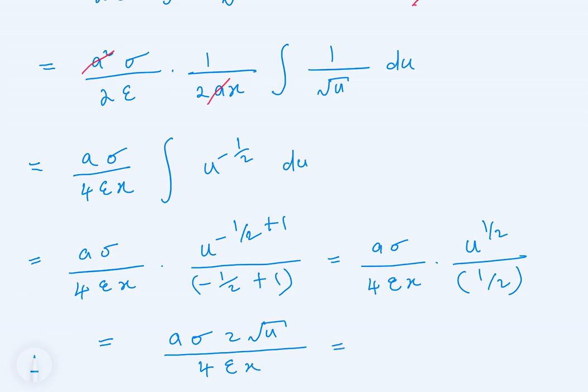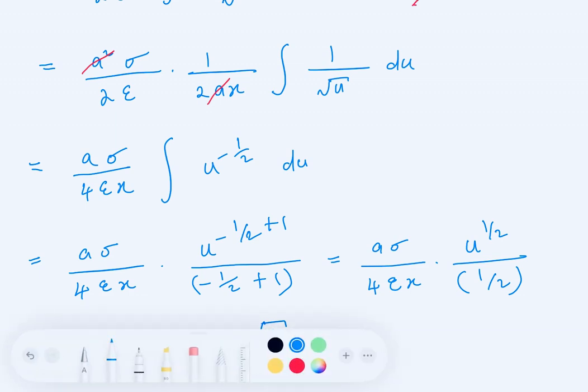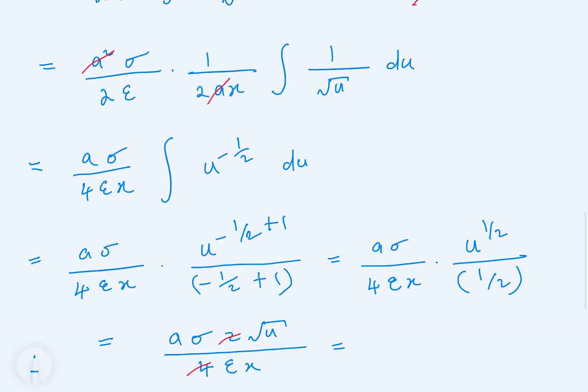And then now what we're going to have is the following. Okay, the 4 and the 2 obviously are going to cancel out. But then at the top, there's no 2's anymore. We just have an a sigma multiplied by the square root of u. Okay, and then at the bottom, there's a 2 multiplied by epsilon multiplied by x. So this is basically our antiderivative now. This is our solution to our indefinite integral.